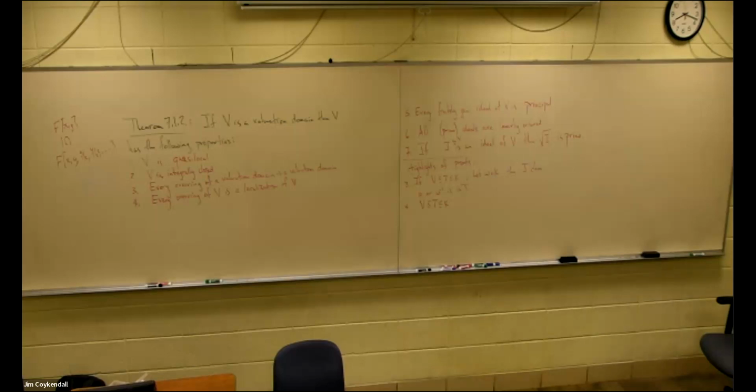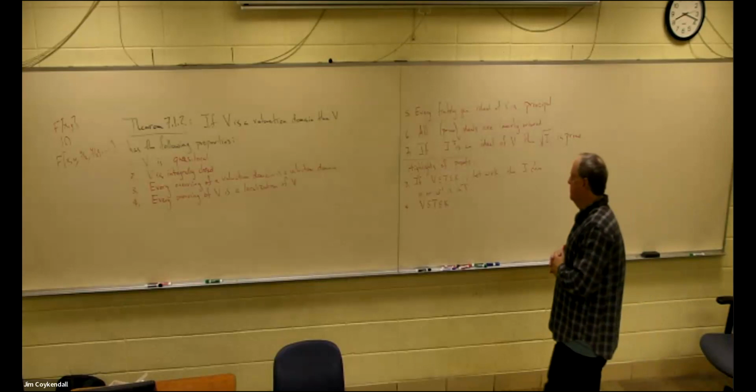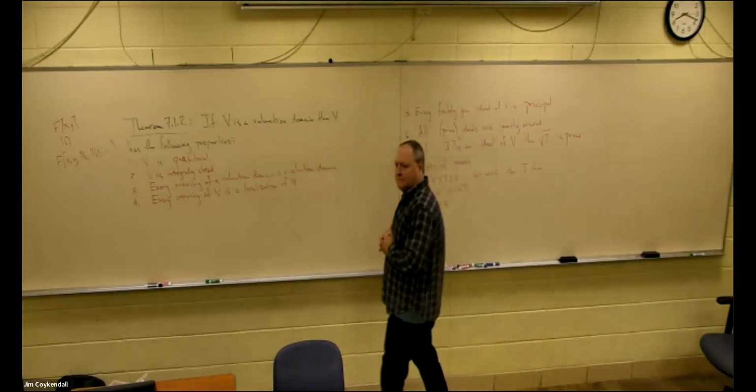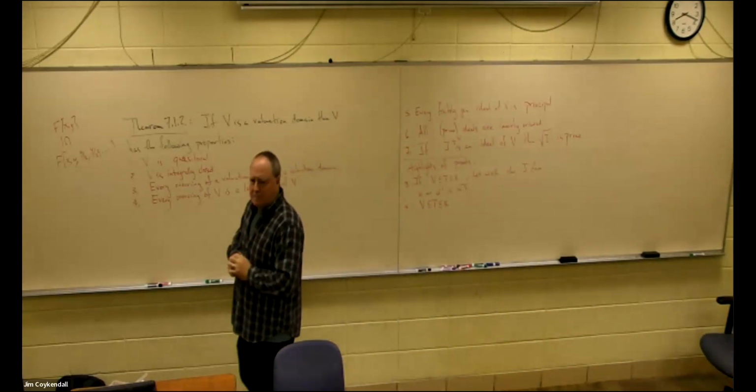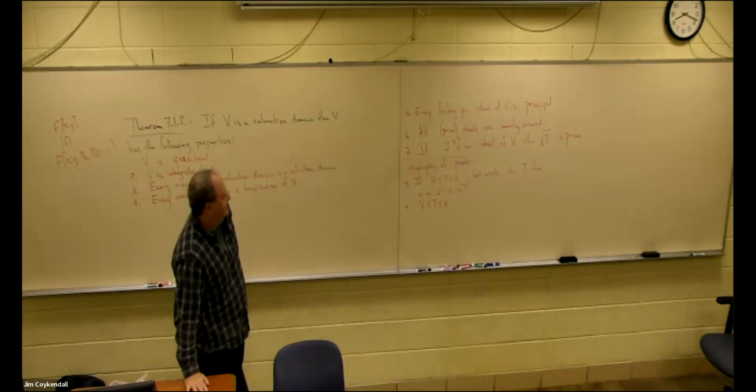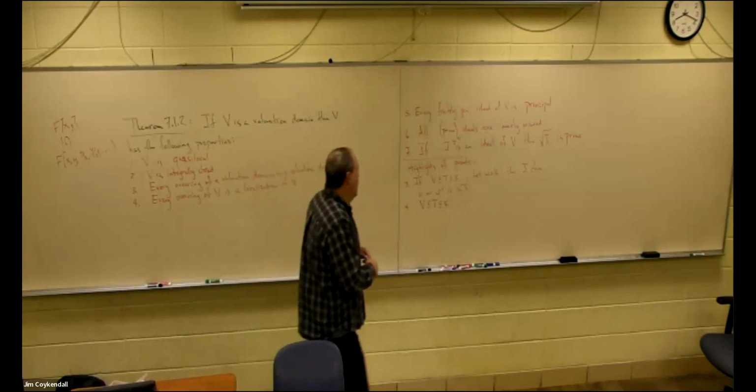T minus V. Yeah, swell, so that's going to be a closure, and so you swell that to a prime. And V is a valuation domain, so it's semi-local.